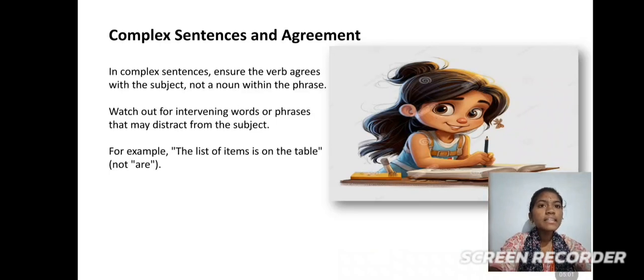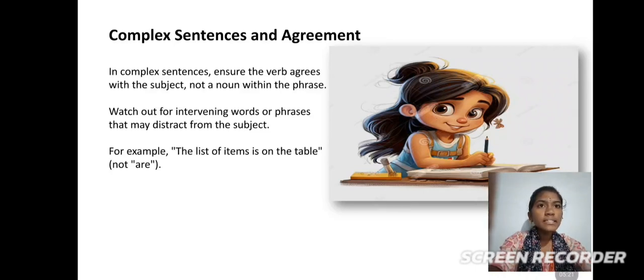Complex sentences and agreement. In complex sentences, ensure the verb agrees with the subject, not a noun within the phrase. Watch out for intervening words or phrases that may distract from the subject. For example, the list of items on the table.